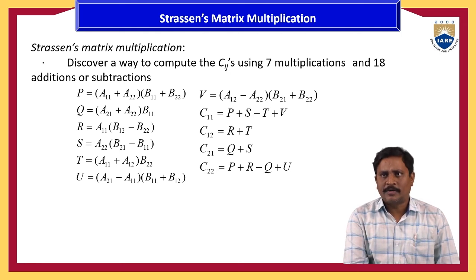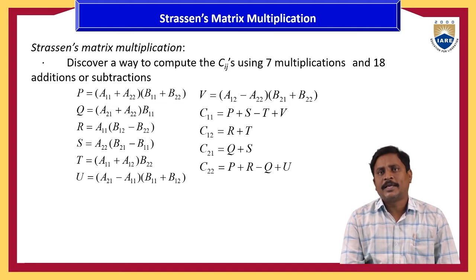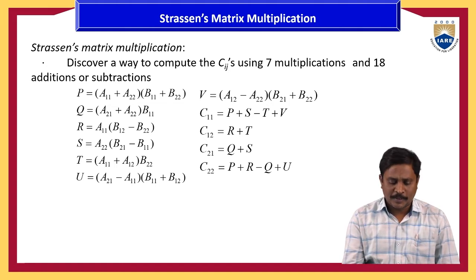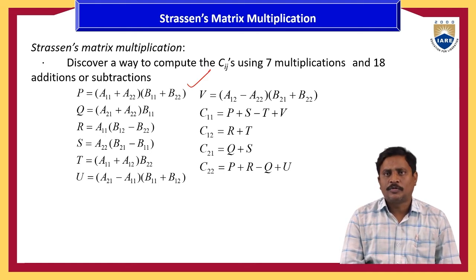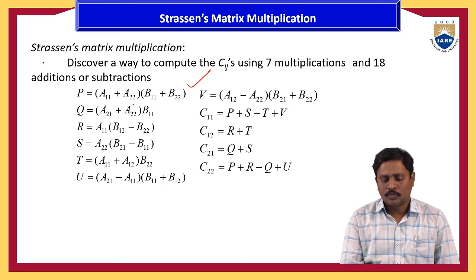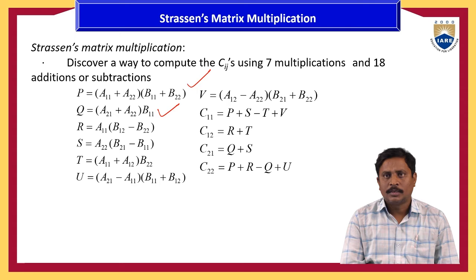In Strassen's matrix multiplication, it takes 7 multiplications and 18 additions or subtractions. That means one multiplication is reduced compared with the usual multiplication. So P equals, the first element, use the formula (A11 plus A22) into (B11 plus B22). Q equals (A21 plus A22) into B11.